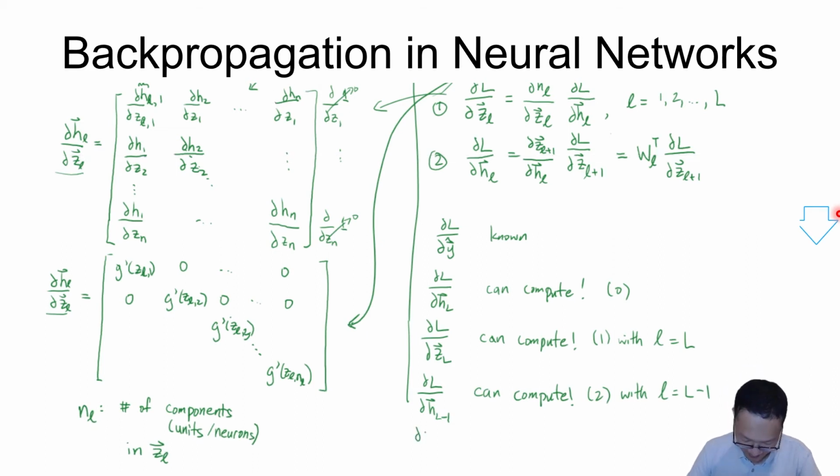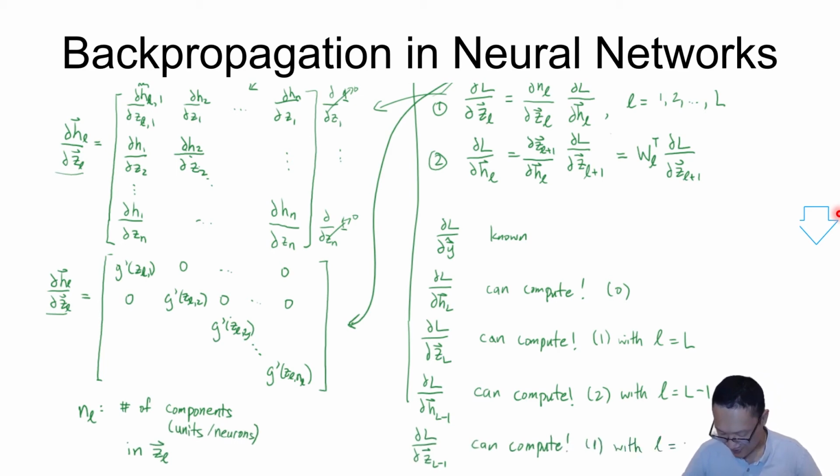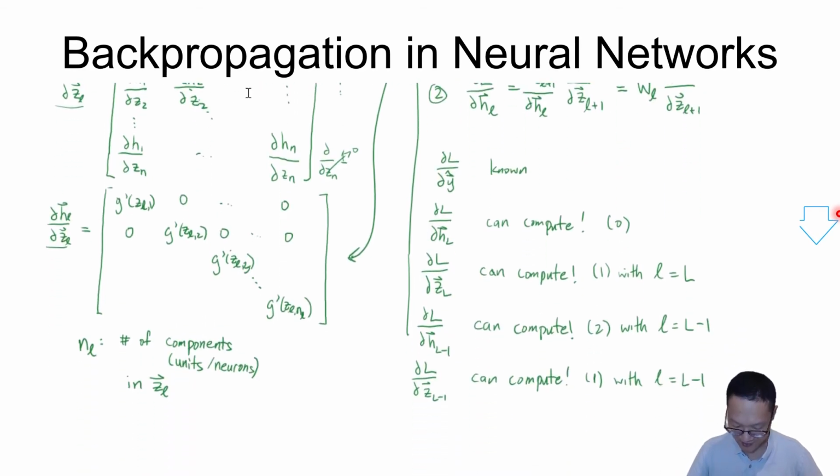Okay, maybe I'll just do one more. So next, maybe we want partial L. So this is the post-activation. If we go one step deeper, then we get the partial derivative with respect to the pre-activations of that same layer. And this one we can compute. Okay, and then you use equation 1 with little l being L minus 1, right? And we can always keep going. So let's say you want the post activations of the previous layer again, we can compute this.